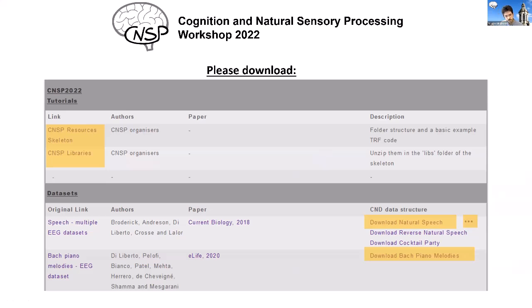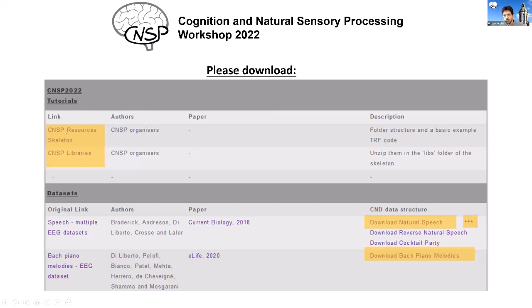So first of all, a practical side of the story. If you could please download the resources that are highlighted here. This is on the resource page of our website. You should have done this already in theory, but a couple of you are joining the tutorials a little bit late, so I'll just say this again. I'll show this at the end of the presentation as well.